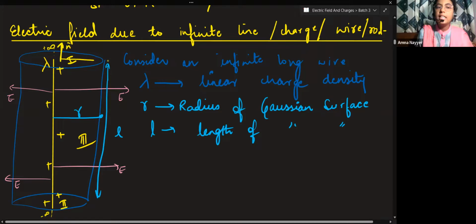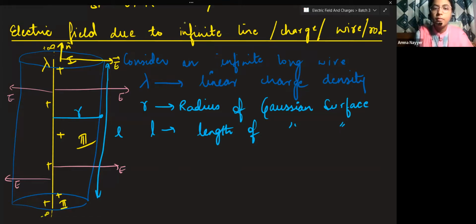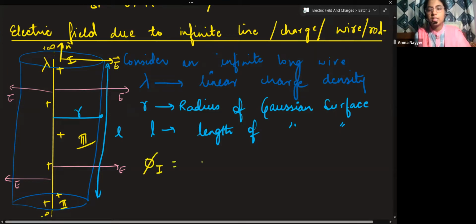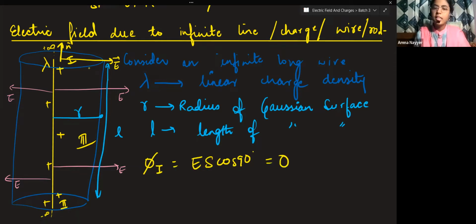And the electric field is where? The electric field is moving in this direction. So Fahad, tell me what will be the angle between the area vector and the electric field? 90 degrees. Good. So the flux through the first surface will be ES cos 90 degrees, and cos 90 is 0. So the flux through this curved surface is 0.